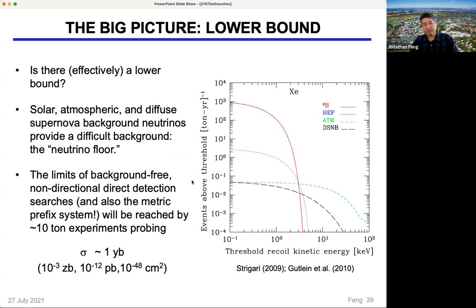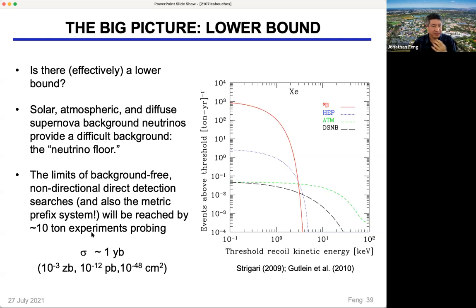You might ask, well, what about the lower bound? When can we stop? The answer is that you can never really stop, but there is a point at which things get very difficult, because at some point the neutrino background comes in. We know there are neutrinos with a variety of sources: solar, atmospheric, and even the diffuse supernovae background neutrinos. At some point, that neutrino rate will create signals in your detector which look for all intents and purposes like dark matter. So there is a limit to background-free, non-directional direct detection searches.